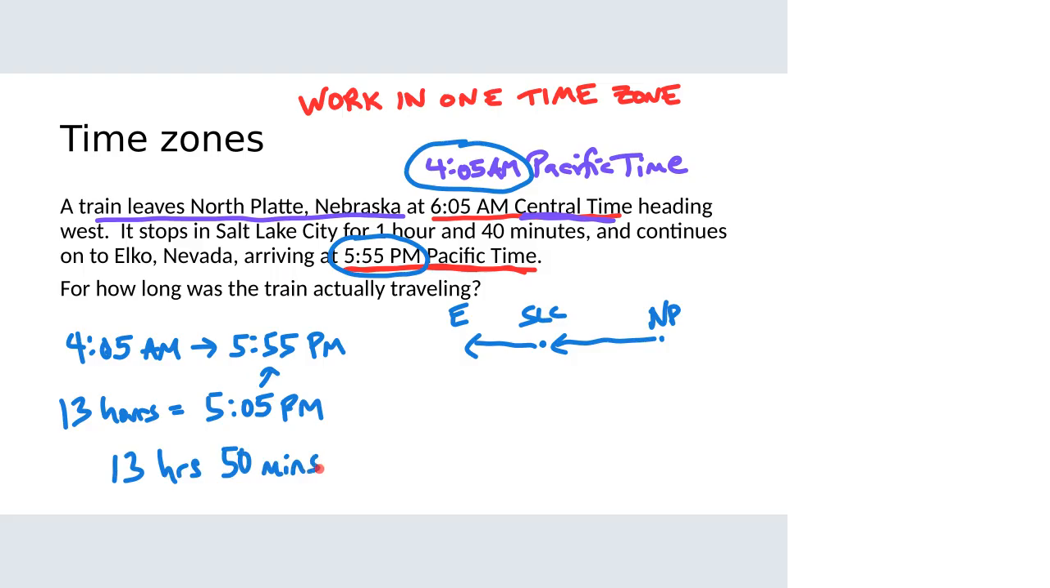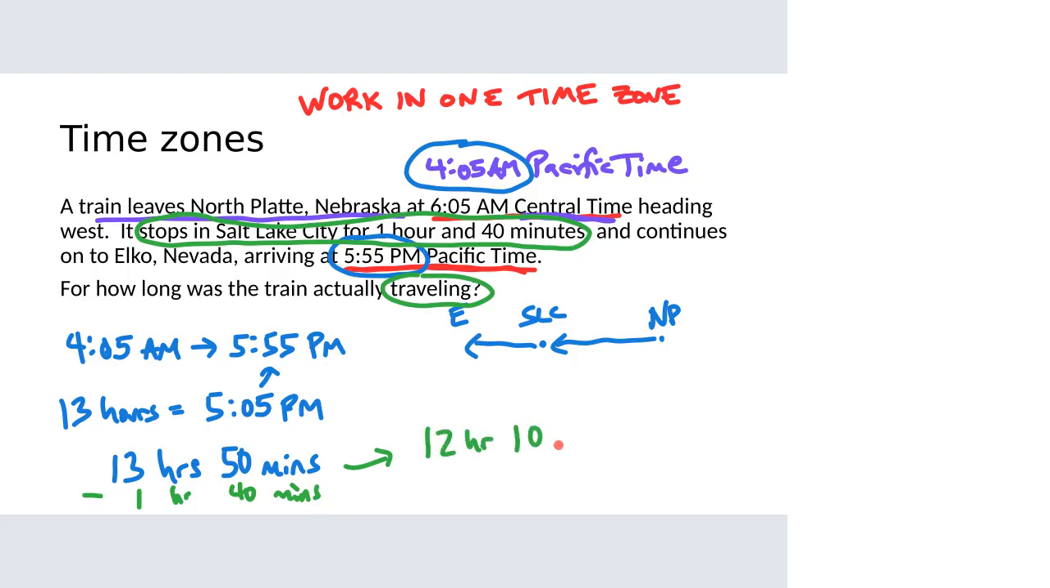But be careful. Oh, good, Laura. Remember, the train wasn't going the whole time. It stopped in Salt Lake City for an hour and 40 minutes. So while the whole journey was 13:50, all right, Katrina, we need to subtract 1 hour and 40 minutes because it was stopped for that long. And when we do that, we end up with a total traveling time of 12 hours and 10 minutes.